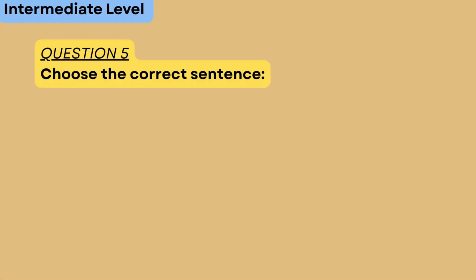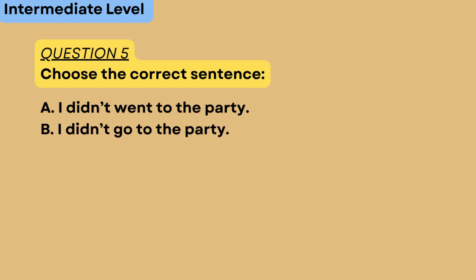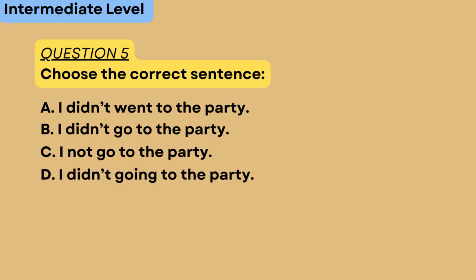Choose the correct sentence. I didn't went to the party. I didn't go to the party. I not go to the party. I didn't going to the party. Have a think and choose the correct answer.